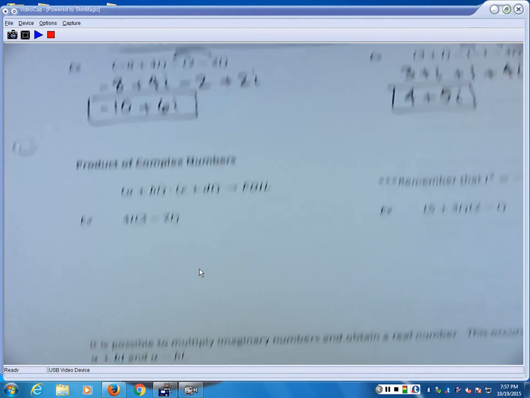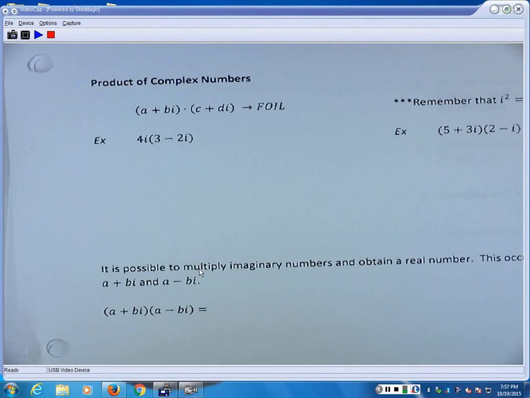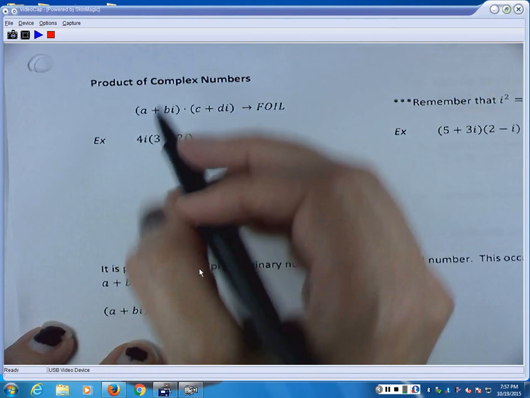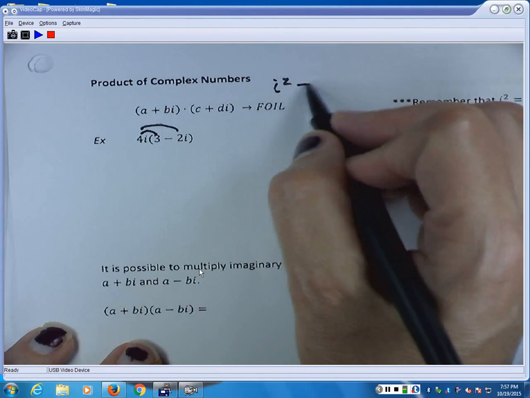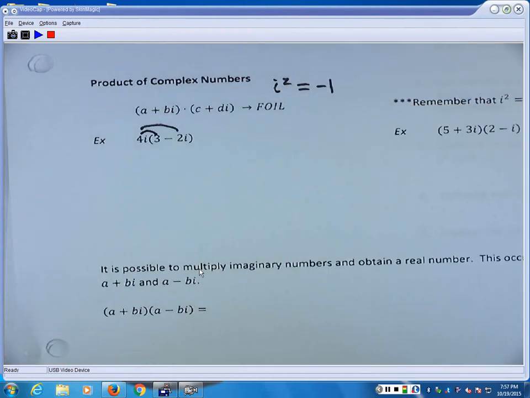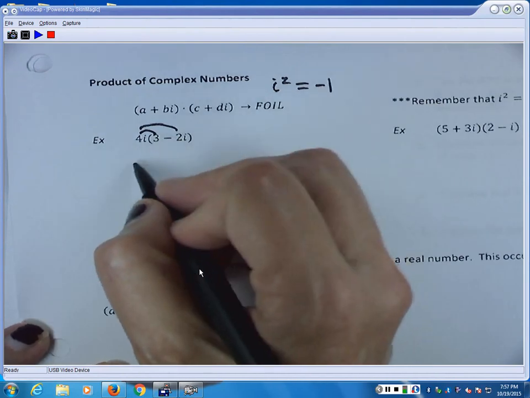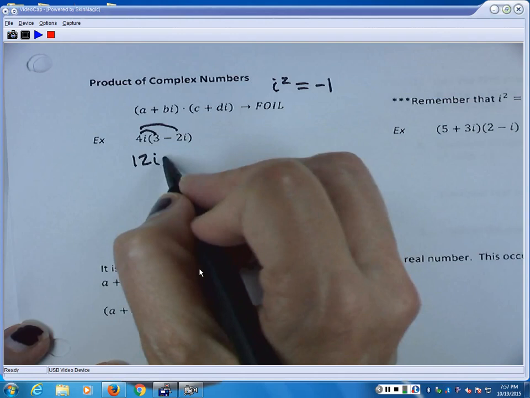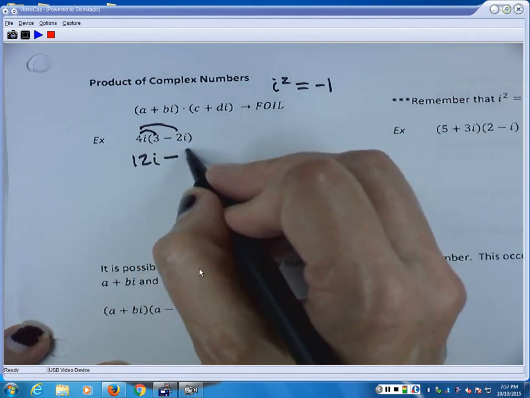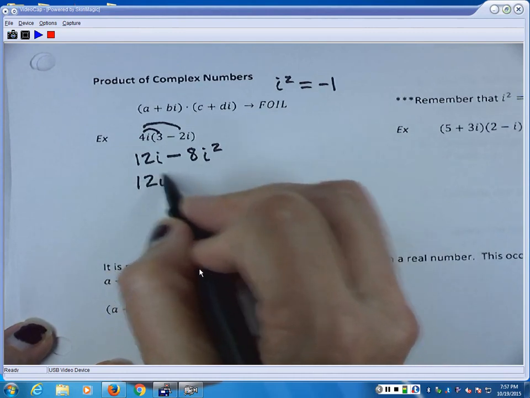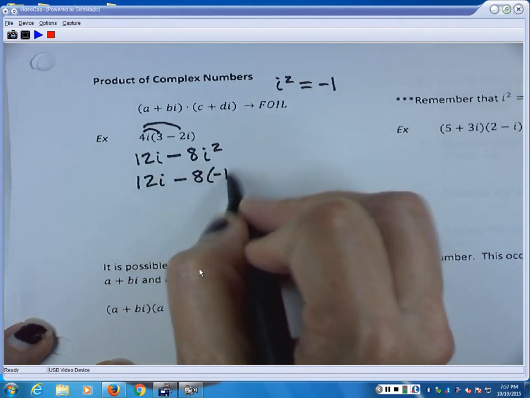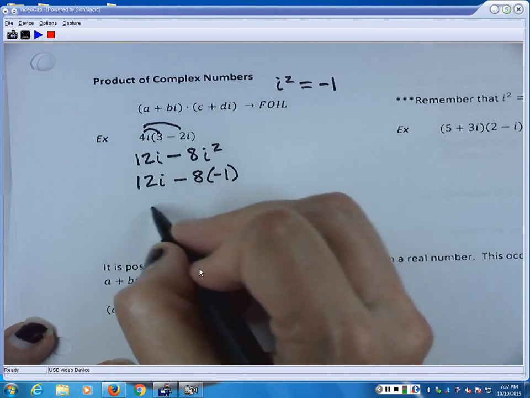Okay, how are we going to do the product of complex numbers? You're going to FOIL. You're going to multiply these things. If it's a binomial, you're going to just distribute. And then you check if you have an i squared, remember that equals negative 1. If you get an i squared, you'll replace it with negative 1 and simplify. So 4i times 3 is 12i, and 4i times minus 2i is minus 8i squared. So we got an i squared, so we replace the i squared with minus 1. Negative 8 times minus 1 is plus 8.